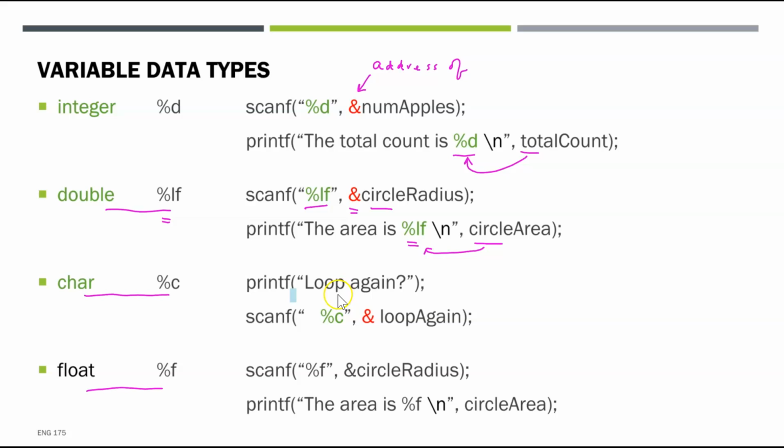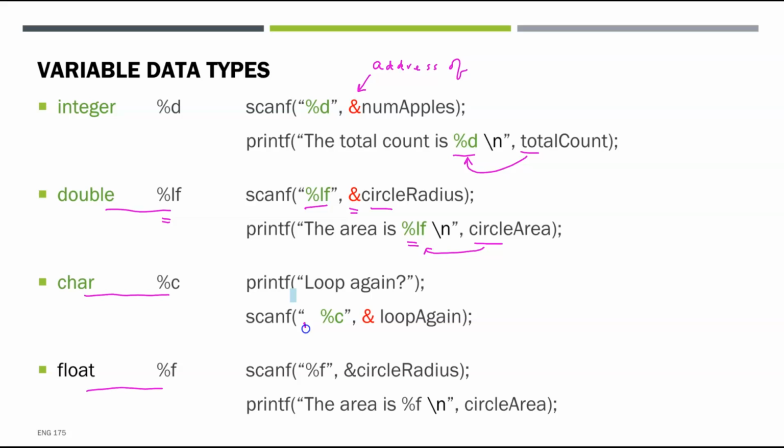Like let's say we want our programs to loop. We might ask the user, do you want to loop again? Yes or no? And have them type in Y, a single letter or a character for yes. We would read that into our scanf statement. Okay, so %d integer, %lf double or decimal, %c for a single letter, a character.